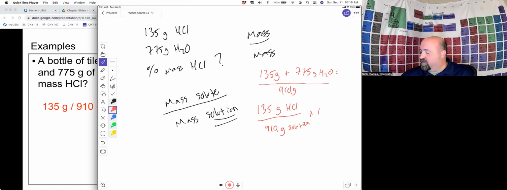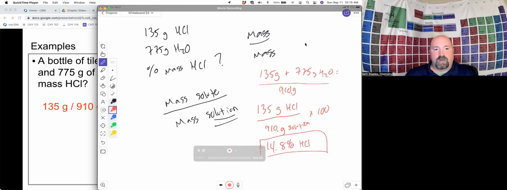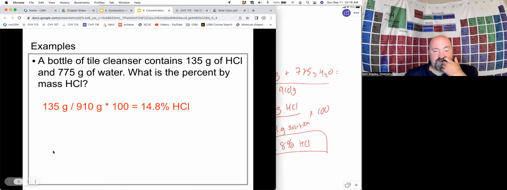We are going to multiply this by 100 to convert to a percent, and we come up with 14% by mass of the HCl, which is what we see here. Again, one of the key things to keep in mind is that we are talking about the mass of the entire solution, which should go down in the denominator.